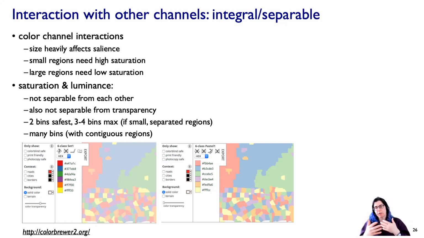Often people use transparency to create layers, as we talked about with layering. So keep in mind that if you're using transparency for layering, you're not going to be able to visually encode anything with saturation and luminance.